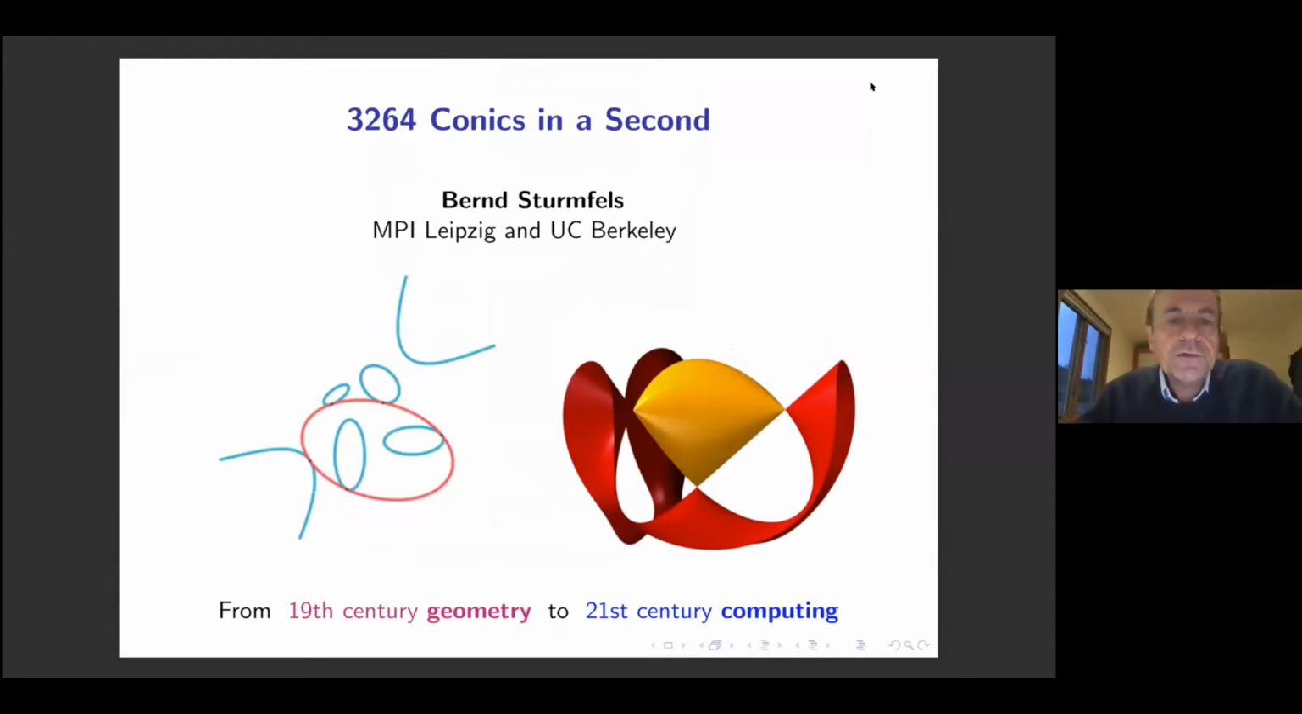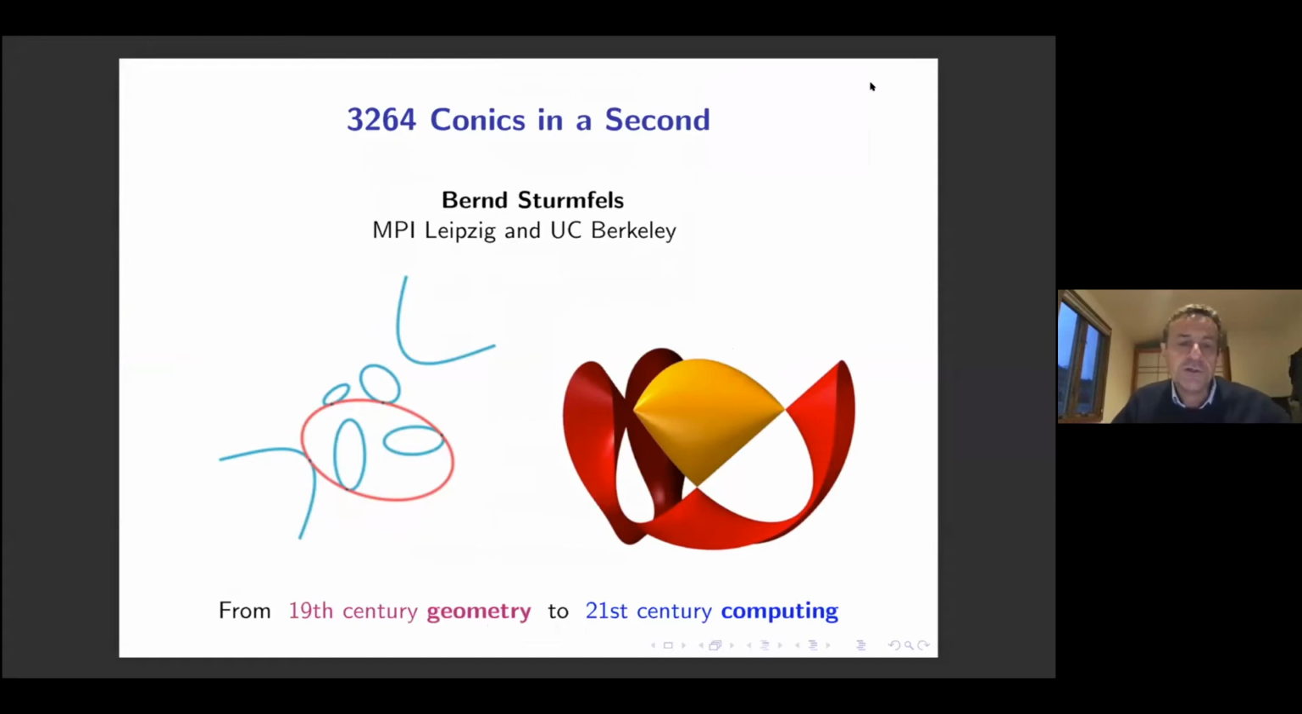So the title of the talk is 3,264 Conics in a Second. So I will explain the title. I will tell you about the two pictures that you see on the screen. And I hope to take you on a tour from 19th century geometry to current themes in computing and data.